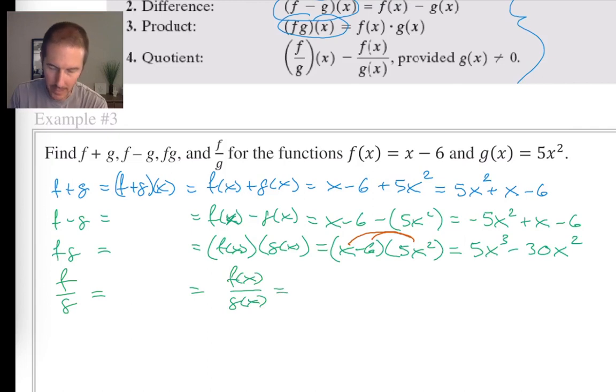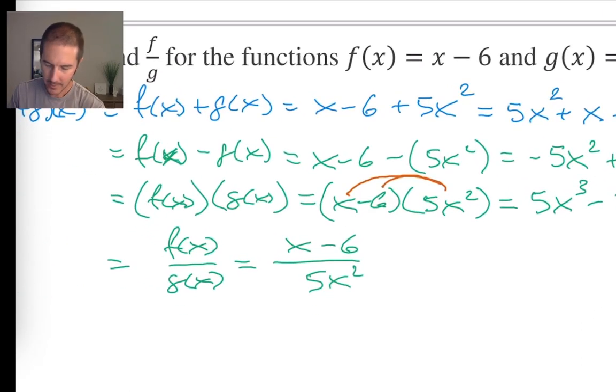It's as simple as that. It's a fraction where the numerator gets replaced by whatever f of x is, in this case x minus 6, and the denominator is the 5x squared. Be aware that you cannot simplify this statement.